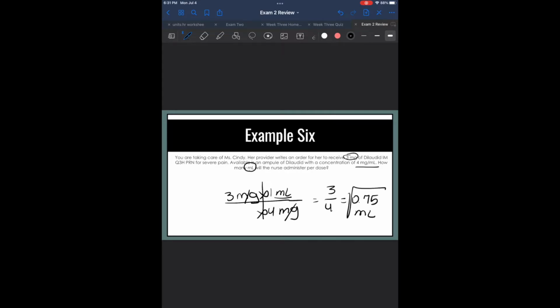Now, second rounding rule that we need to remember for this test is that if we're giving less than 1 milliliter of a medication, we want our answers to be rounded to the nearest hundredths. So in this case, 0.75, that already is at the hundredths, so we're just going to leave our answer as is.